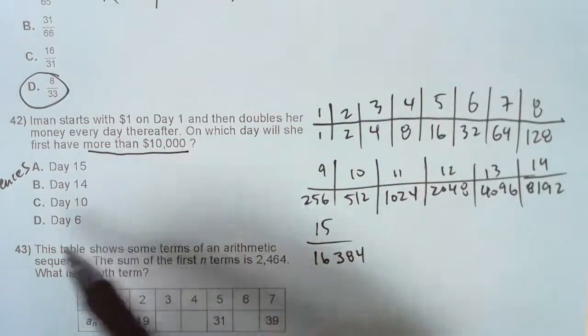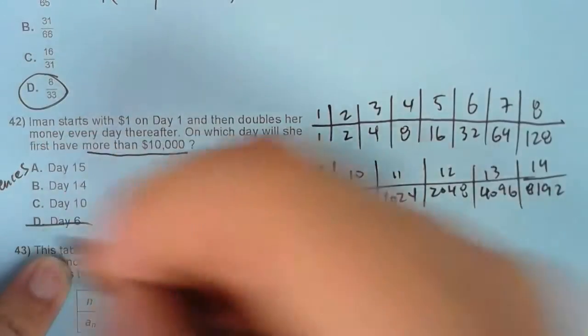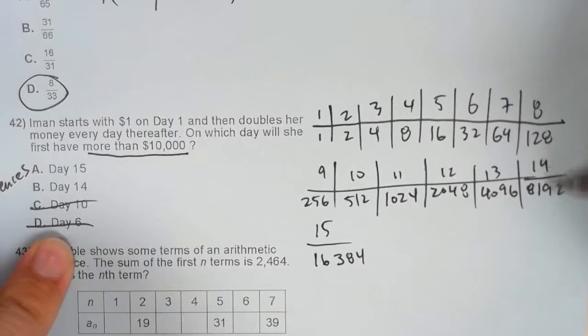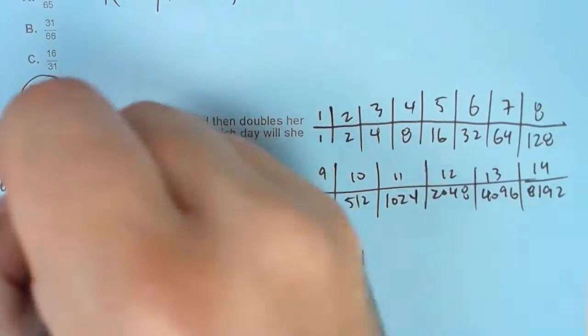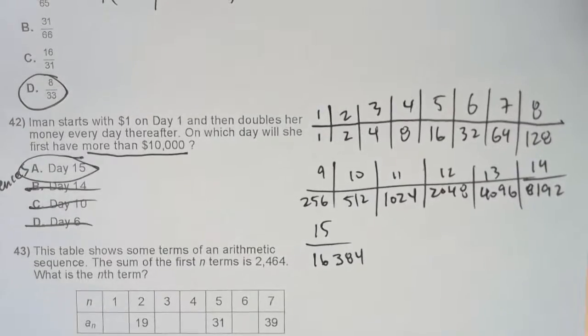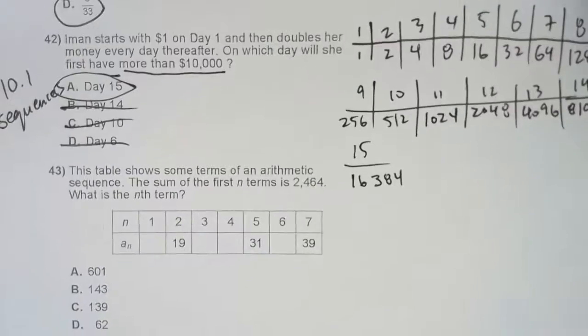15, 14, 10, or 6. So 6, she's got 32. Nope. 10, she's got 512. Nope. 14, she doesn't have more than 10,000. So it has to be A, because on day 15, she has more than $10,000.